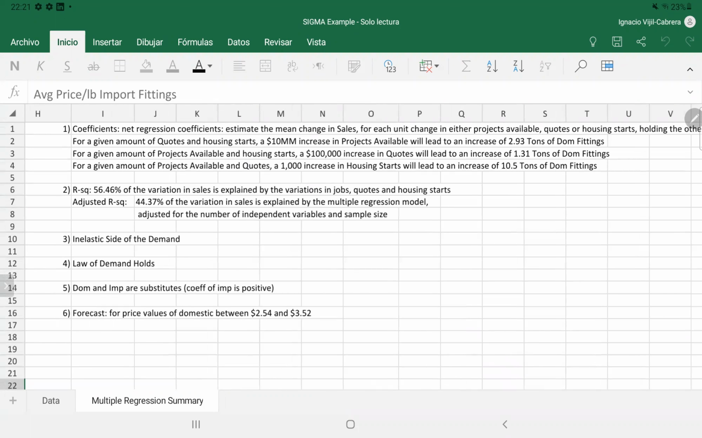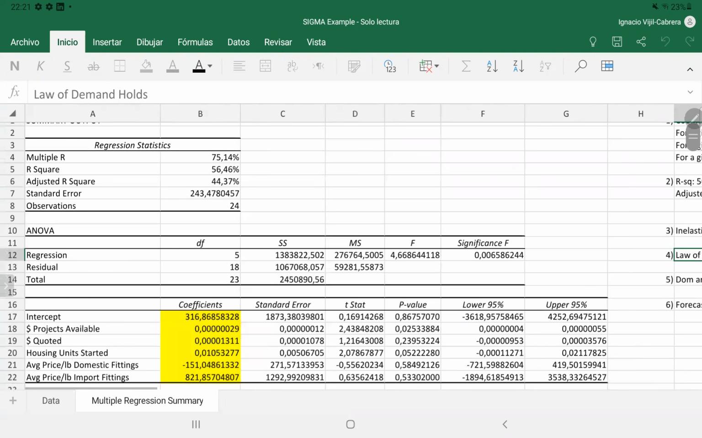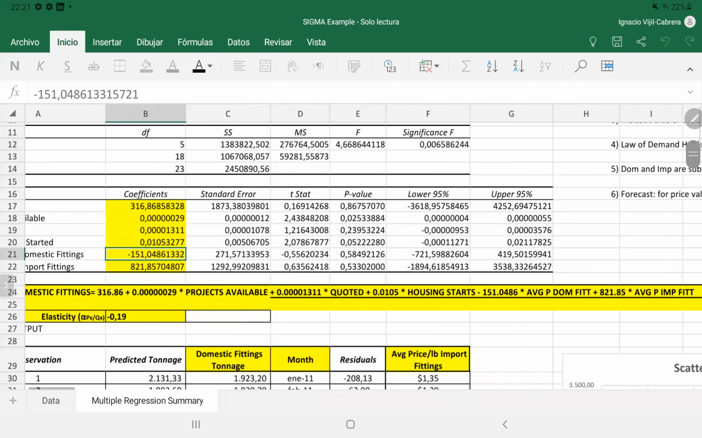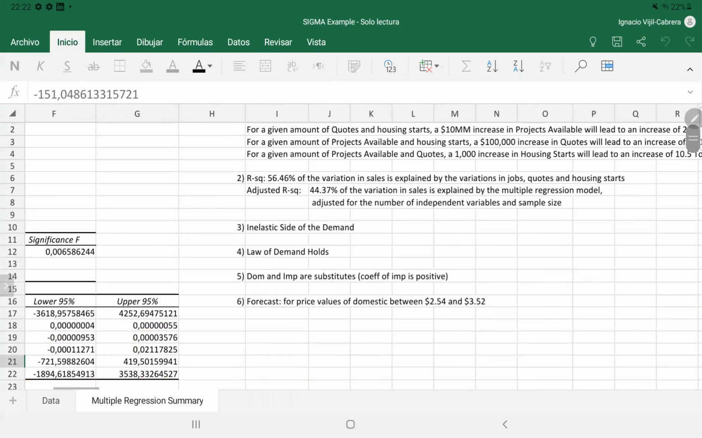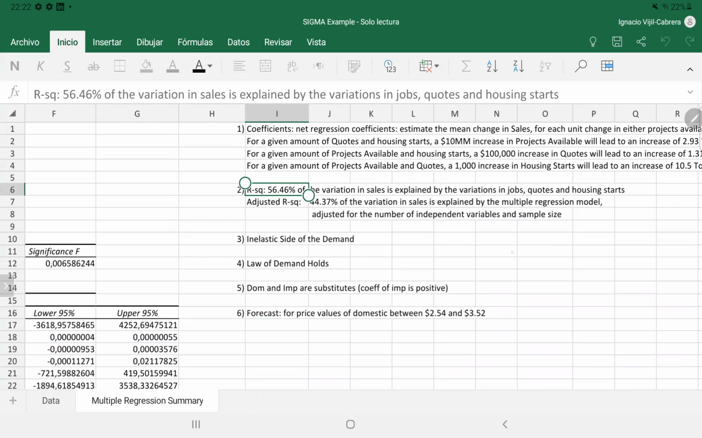Well, let's start from a couple of things. The law of demand holds. That's because of the coefficient that we have, that price and quantity will move in opposite directions. The price of domestic fittings coefficient is negative 151, which means the price of domestic fittings and the quantity of domestic fittings are going to move in opposite directions. Good. Law of demand holds. That's a good sign. I can forecast for values between 254 and 352. We saw that before. This is telling me the percentage that the model explains.